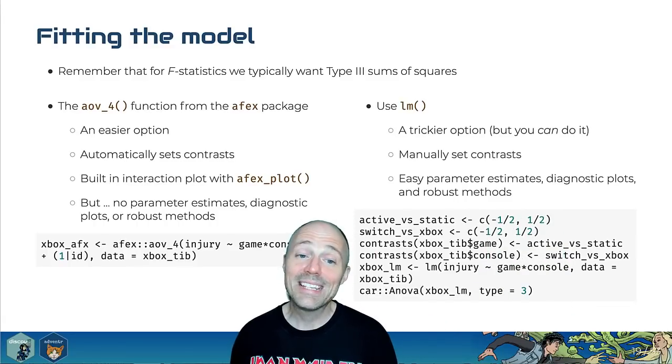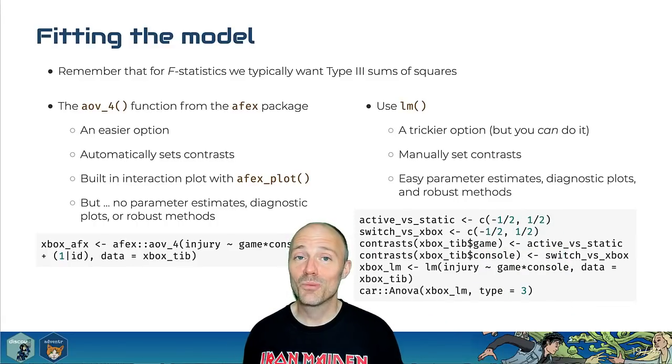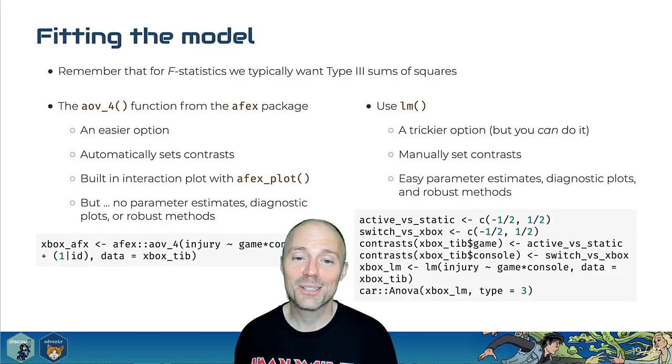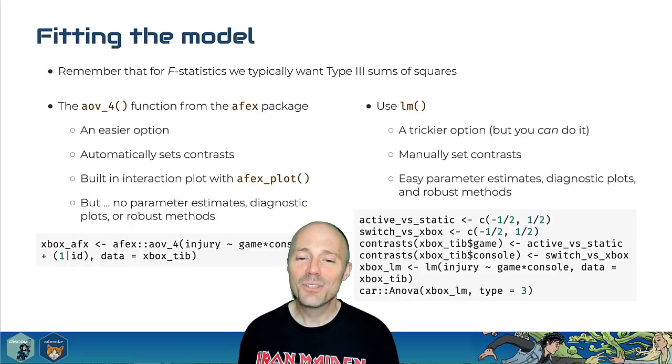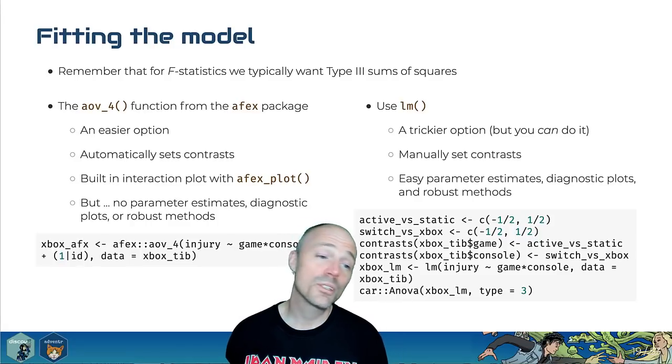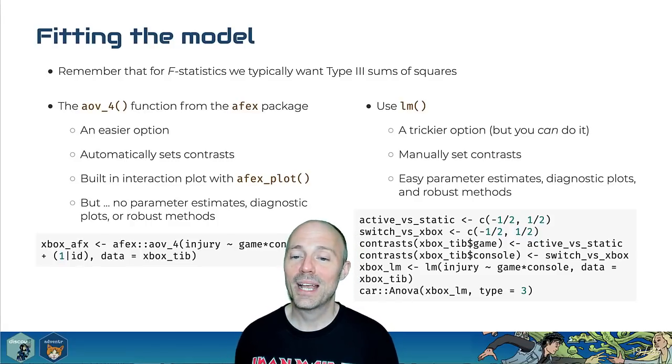The other alternative is to just use the LM function, which we've used throughout this module. It is trickier because you do have to think about setting up orthogonal contrasts before you fit the model. Because to get type 3 sums of squares, you have to have orthogonal contrasts on your predictor variables. Otherwise, basically, you don't get type 3 sums of squares. So you have to manually set contrasts, whereas they're automatically set in the affect package.